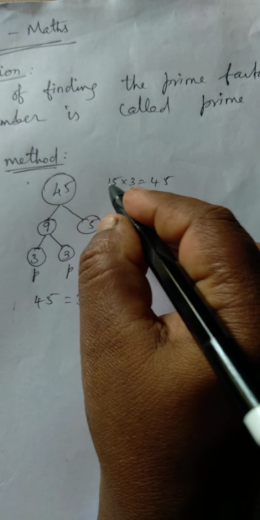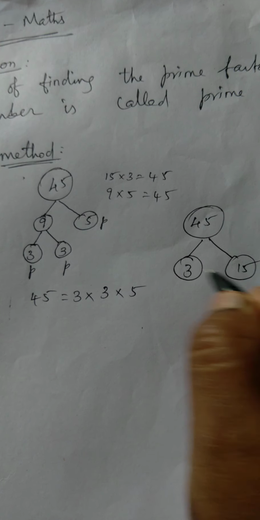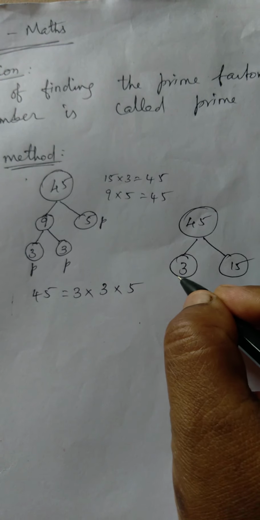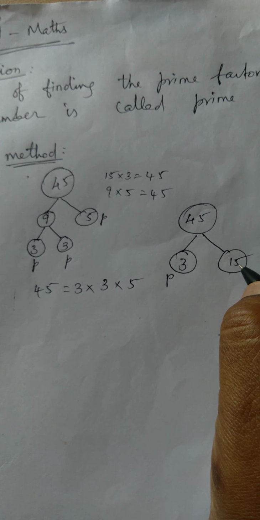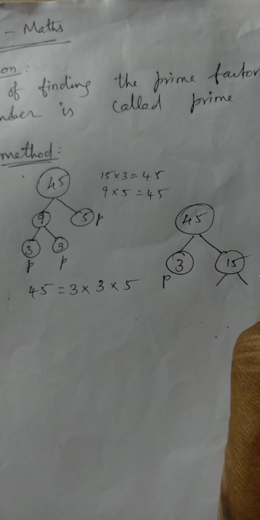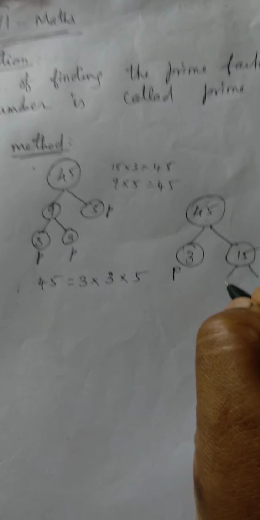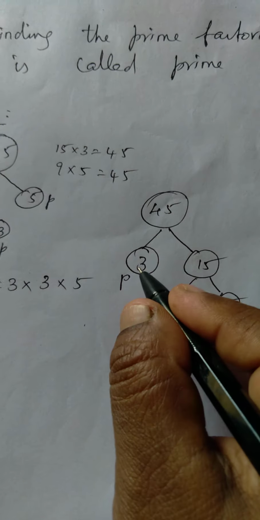Now this 45 you can also write as 15 3s are 45, which you already know. So 3 here, 15 here. 3 is a prime number. 15 is composite. So write it as a product of prime numbers. Which product gives 15? 3 5s are 15. So 3 here, 5 here. 3 is prime.